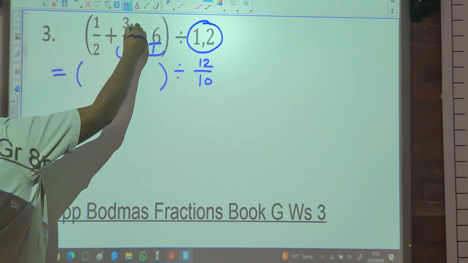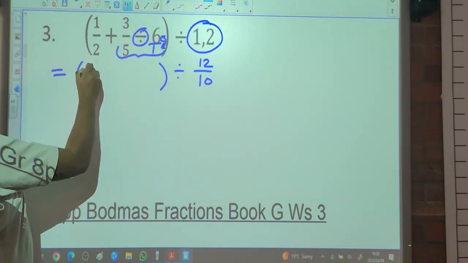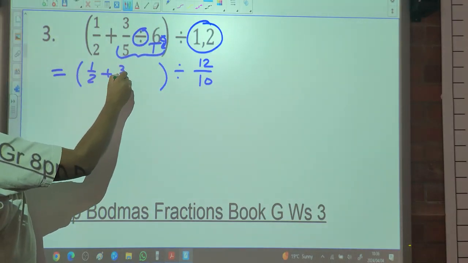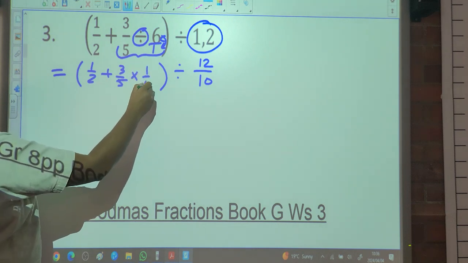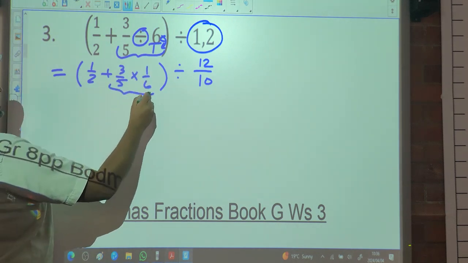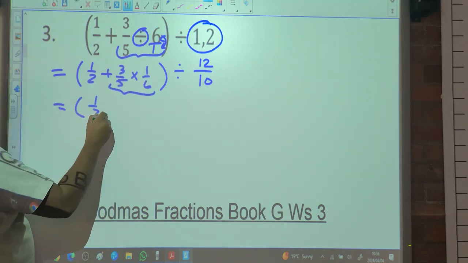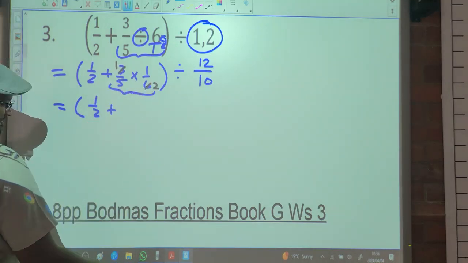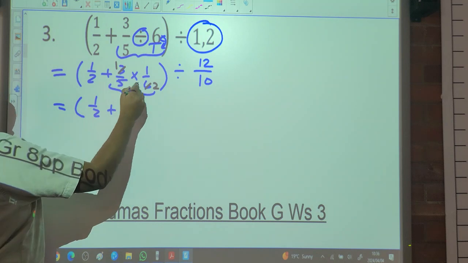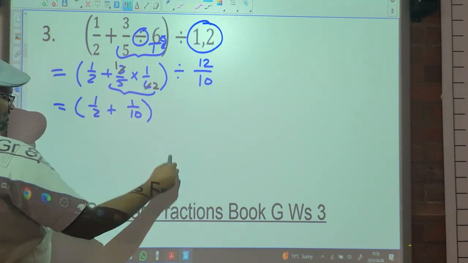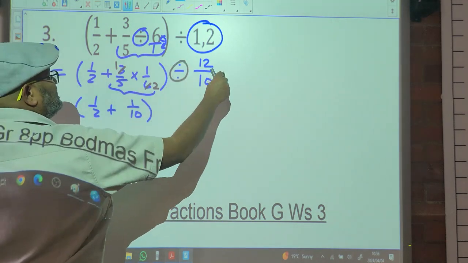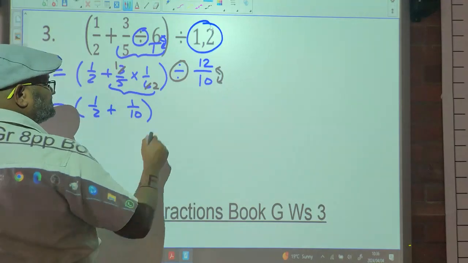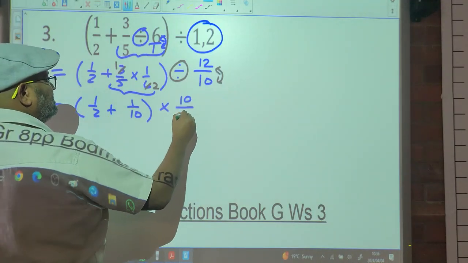Division. So that's changed to multiplication. So 1 over 2 plus 3 over 5 multiplied by 1 over 6. Again, multiplication first. So it's a half plus 3 goes into 3 once, 3 goes into 6 twice. 1 times 1 is 1, 5 times 2 is 10. Change this to multiplication, tumble and times, multiplied by 10 over 12.